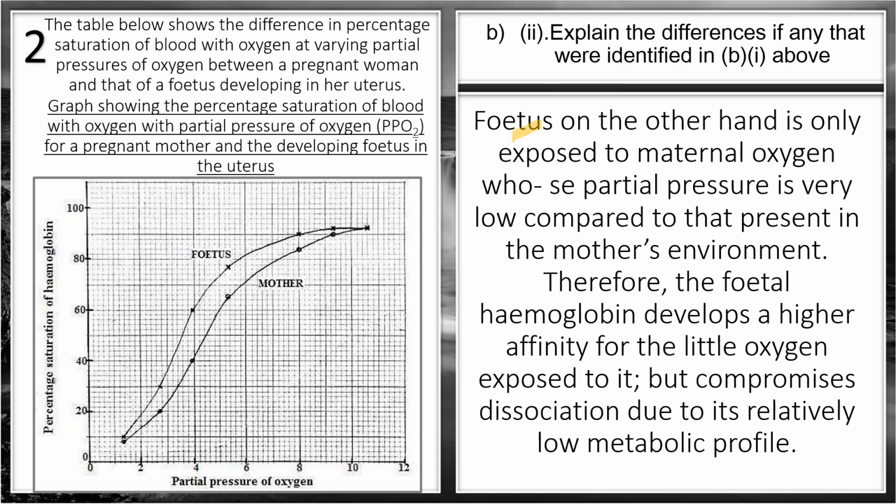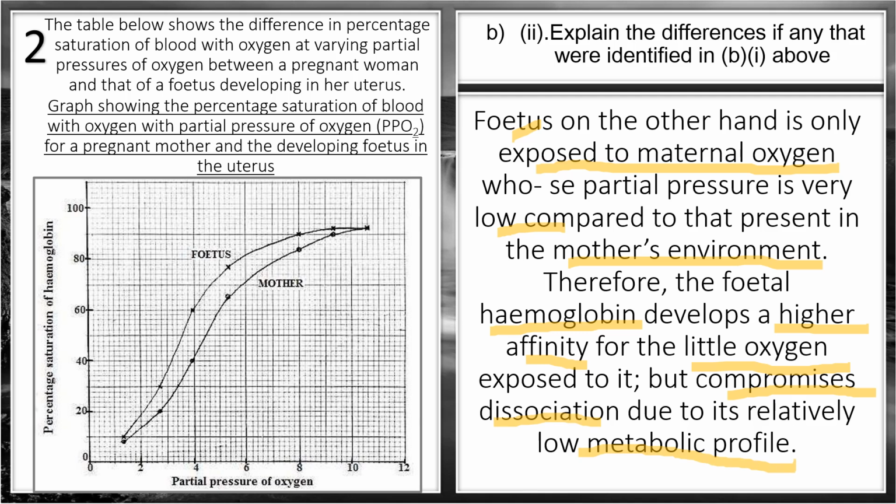The fetus, on the other hand, is only exposed to the maternal oxygen, whose partial pressure is very low compared to the mother's environment. Therefore, the fetal hemoglobin develops a higher affinity for the little oxygen exposed to it, but compromises the dissociation due to its relatively low metabolic profile.